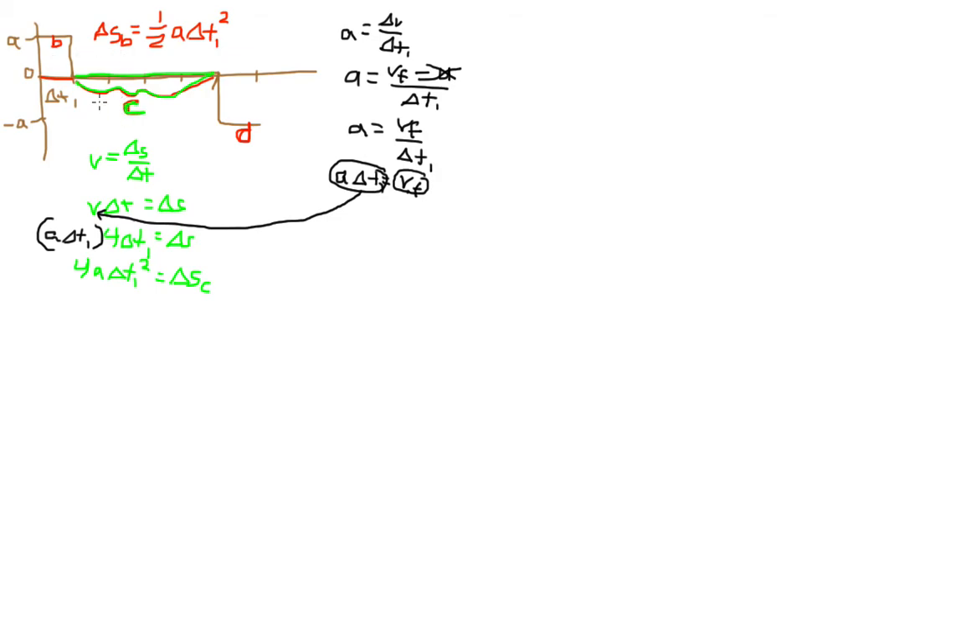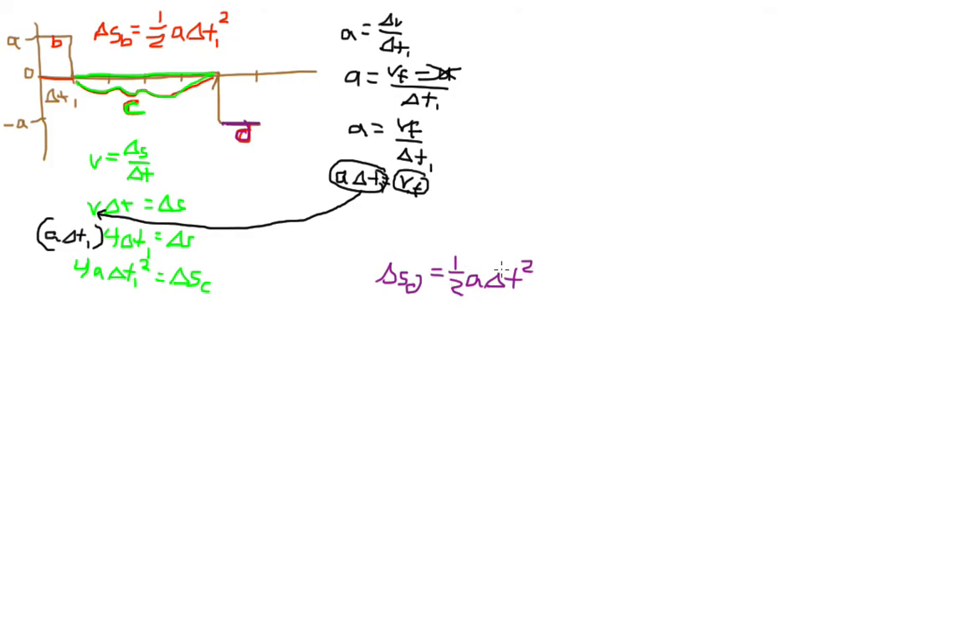Now we want to do the delta S for D. So let's do the delta S for D. I'll do that in purple. So this is delta S right here. That's what we want to find. So now I'm going to use this equation, the same equation I started with over there, for this interval over here for D. So for delta S of D, it's going to be 1/2 a delta t squared.